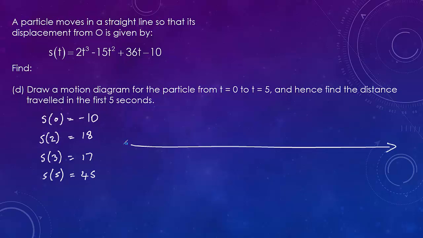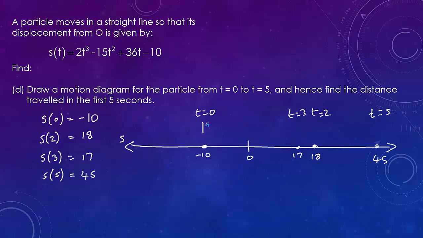So if we think about our object, if O is here, it starts off here, and that's at negative 10, and then of course this is when t was 0, and then it's going to arrive over here, so that this is 18 at t equals 2, and then it's back a little bit from there at t equals 3 at 17, and then at t equals 5 it's right over here at 45.